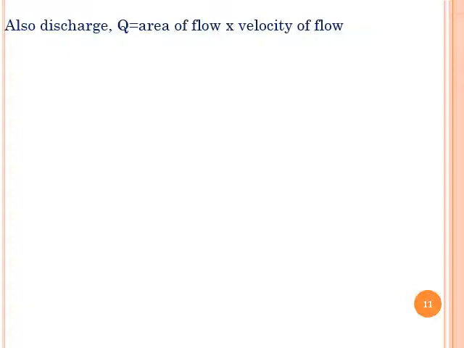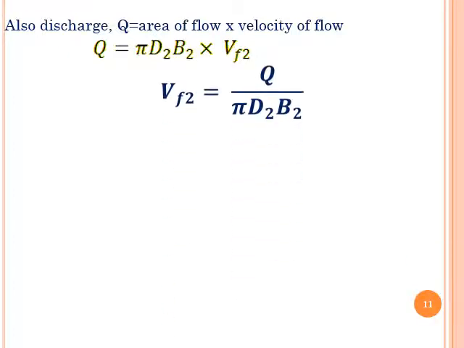Also, the discharge Q is equals to the product of area of flow and velocity of flow. The Q is given by A into V, where A is equals to area of flow and V represents velocity of flow. For that reason, Q is equals to pi d2 b2 into the velocity of flow Vf2. So now Vf2 is equals to Q by pi d2 b2.